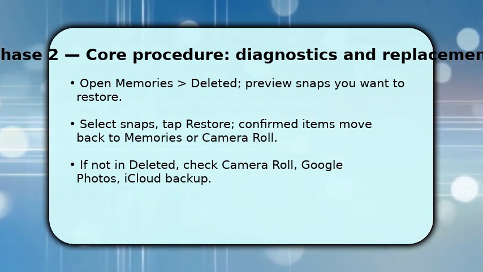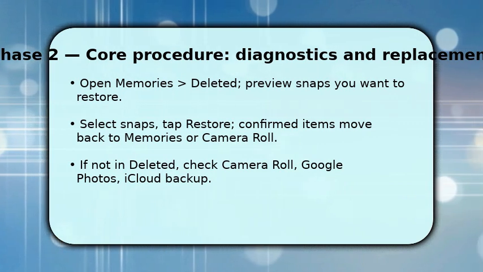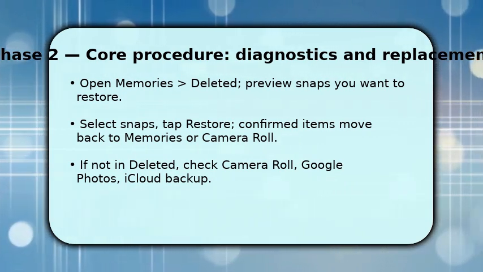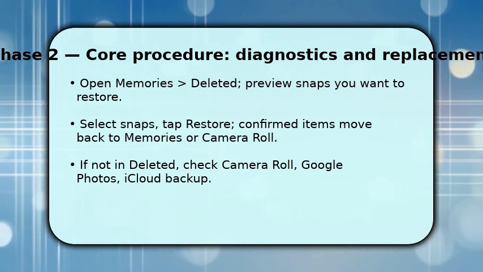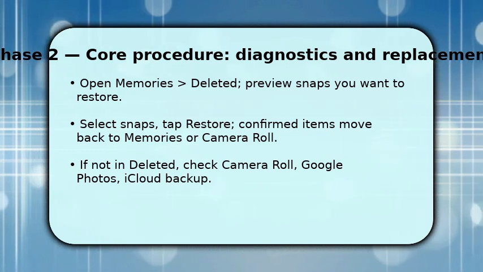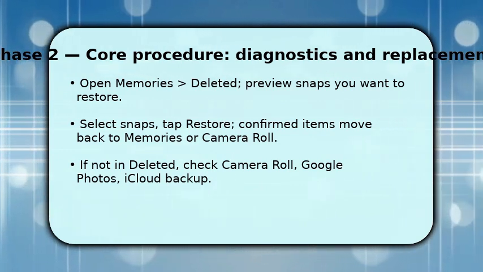If you don't see a snap, make sure to check your device's photo backups, Google Photos or iCloud, because sometimes automatic camera roll saves occurred. If restores stall, pause other apps, and retry on a stable Wi-Fi connection to prevent partial restores.